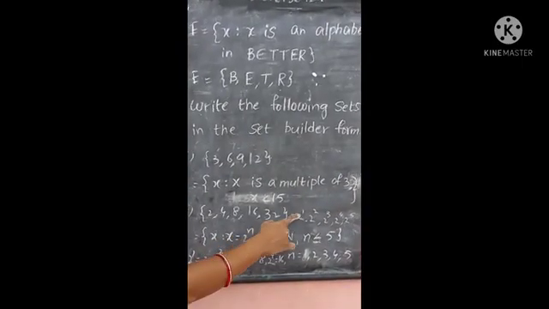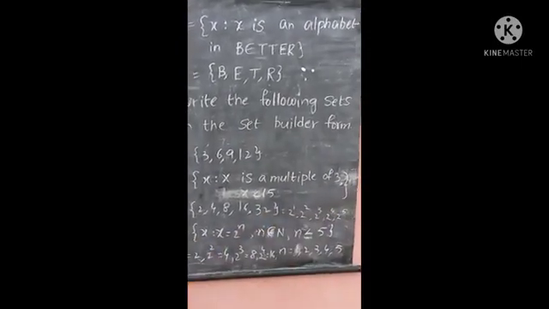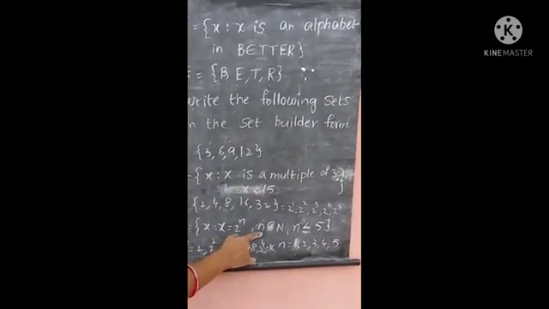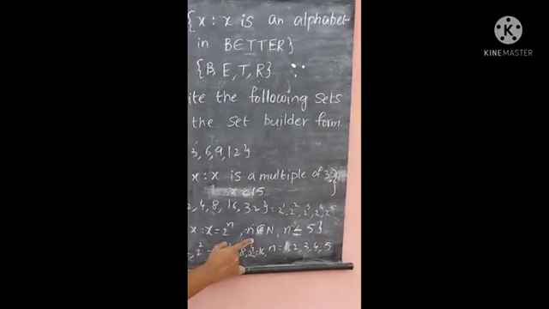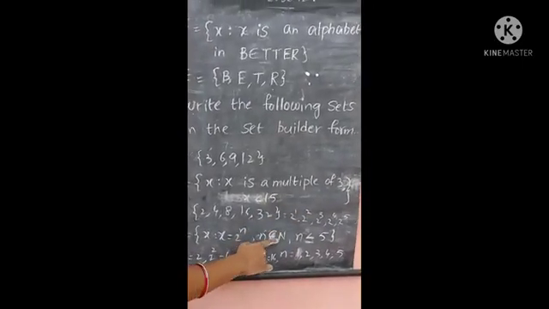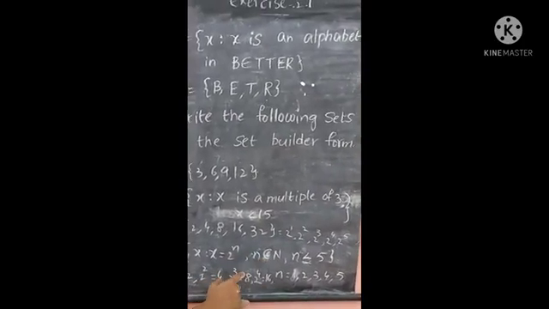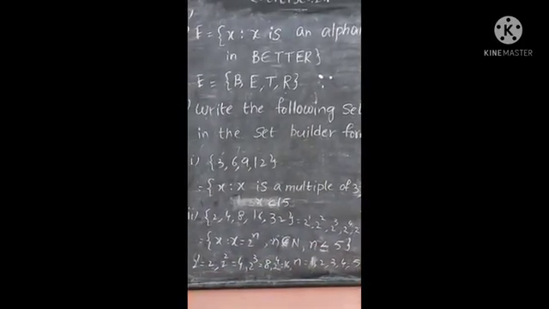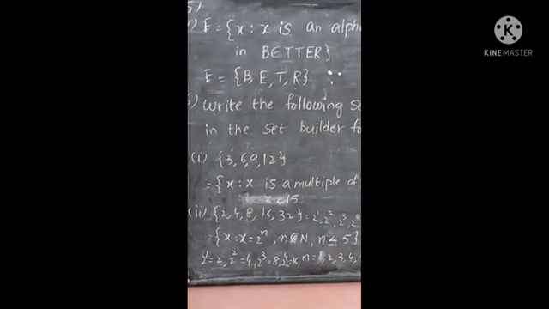N means here 1, 2, 3, 4, 5. Their powers are the natural numbers. So, we have to write n belongs to capital N. That means this is small n, and the powers belong to the natural numbers. Powers are natural numbers, and n is less than or equals to 5.